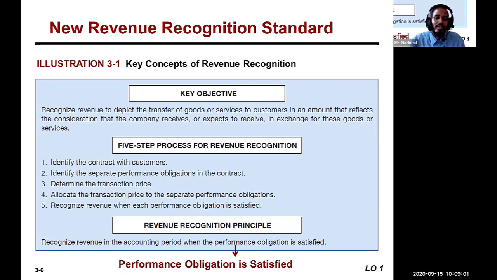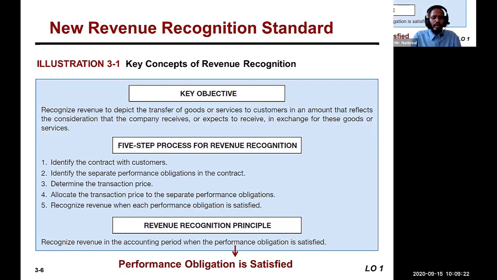recognize. ስቴፑ መጨረሻ ይሄ ነው። Then you have to identify the contract with customers, separate performance obligations, determine the transaction price, allocate the transaction price to the separate obligations, then you have to what? Recognize.